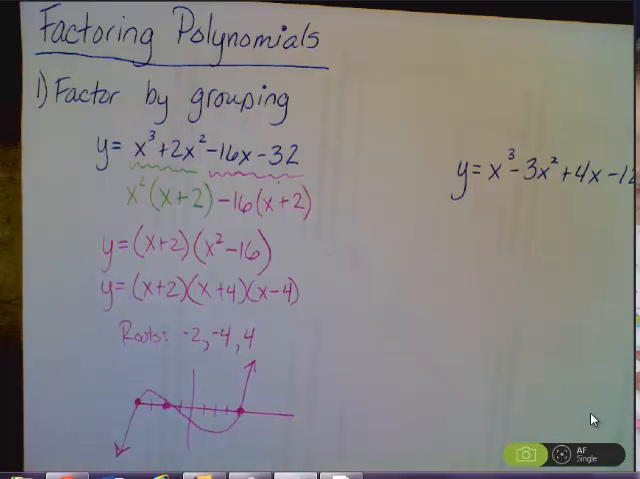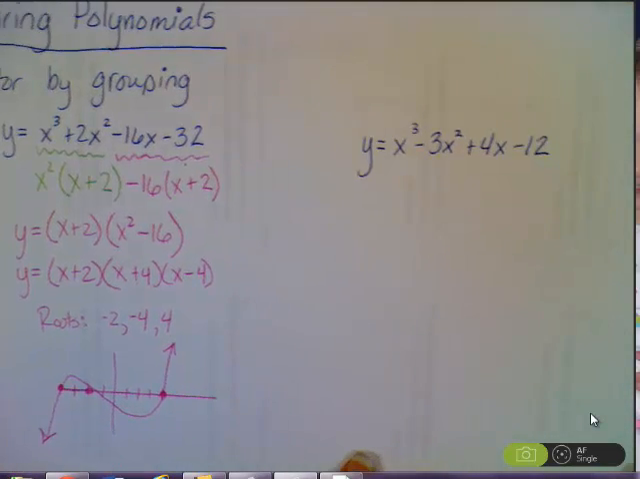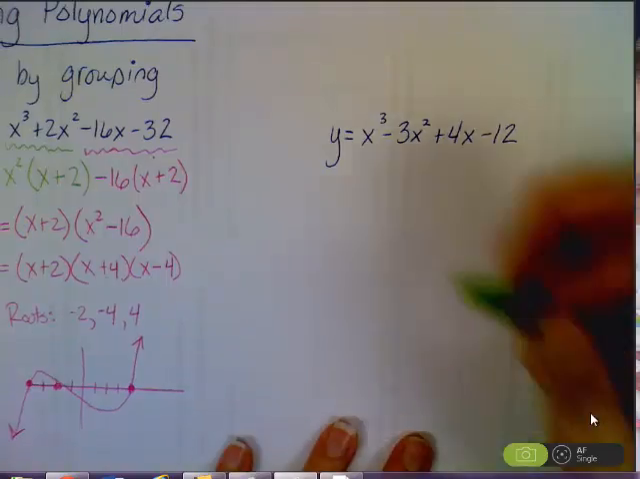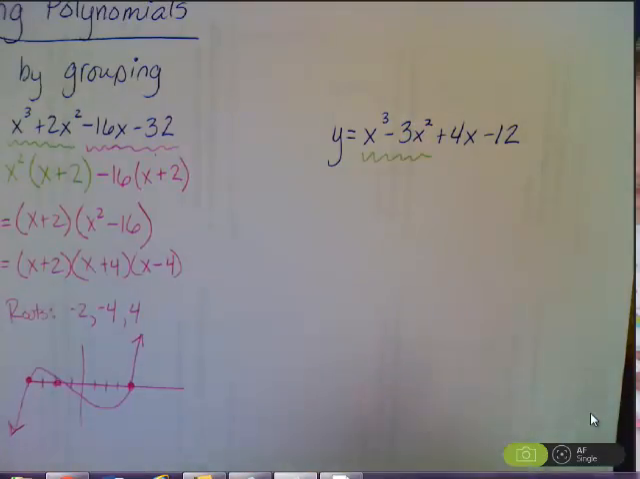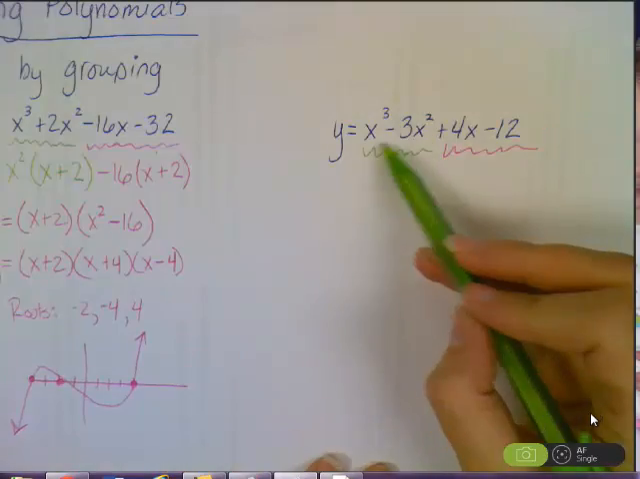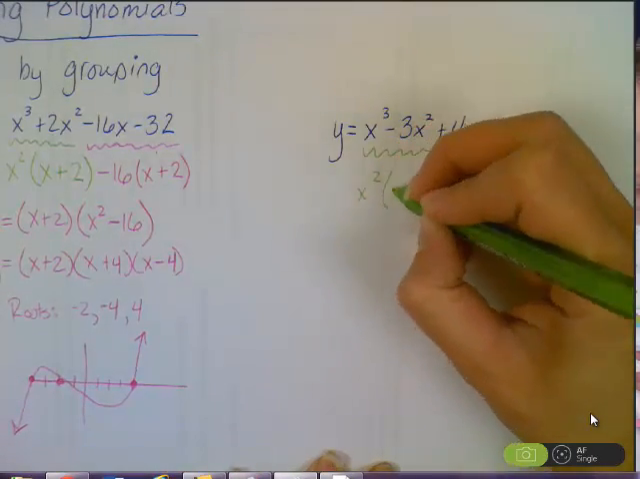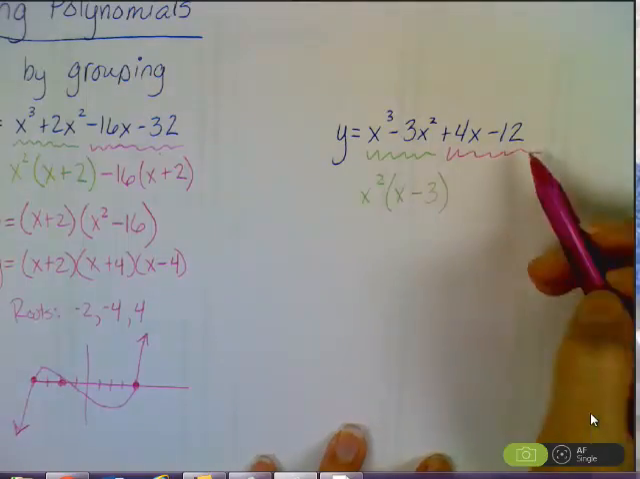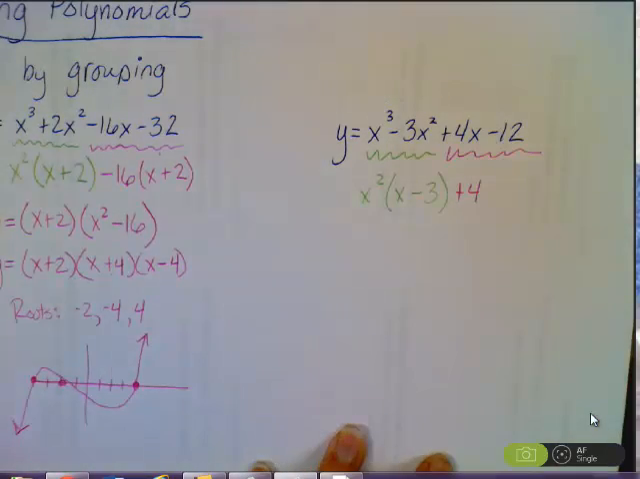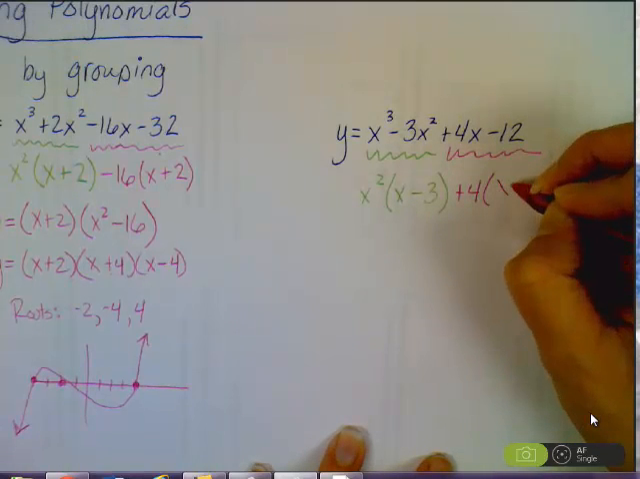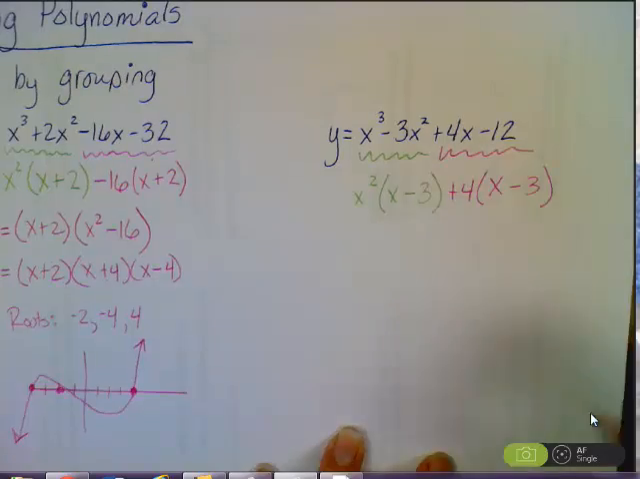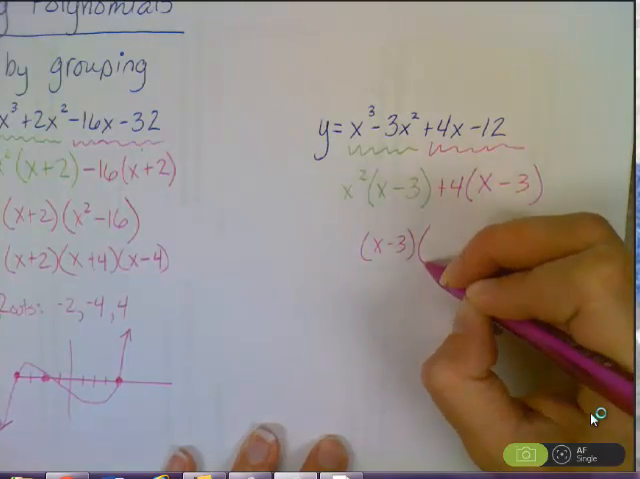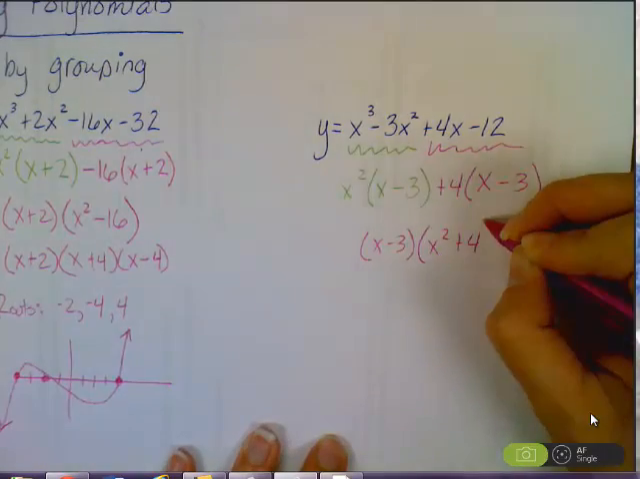All right, let's try one more factoring by grouping problem. If you want to pause it and try this problem yourself, feel free to do that. So again, I'm going to look at just the first 2 and then just the second 2. On the first 2, they have an x squared in common, and then I'm left with x minus 3. On the second part, they're both divisible by a positive 4. So I'm going to have my plus 4, and I'm left with x minus 3. My parentheses match again, so I can pull out an x minus 3, and then I have left x squared plus 4.